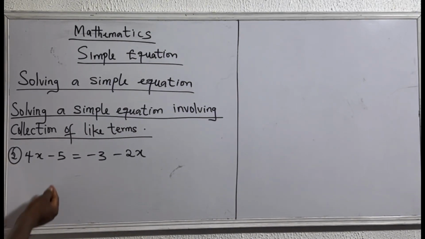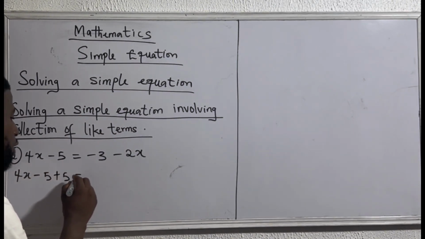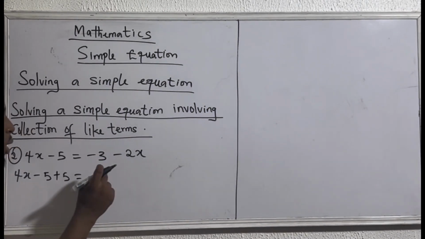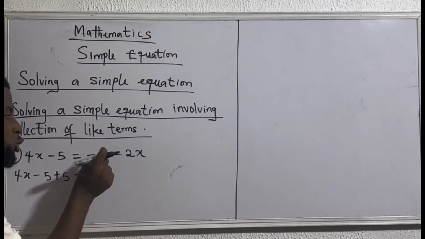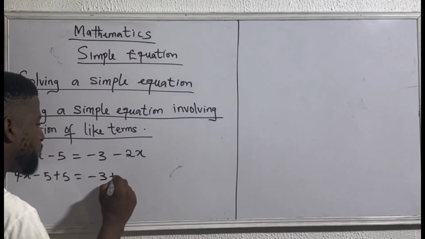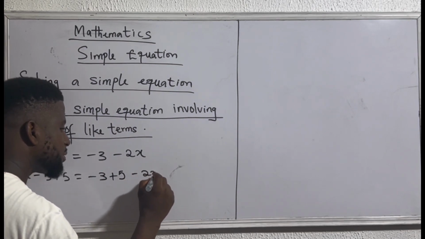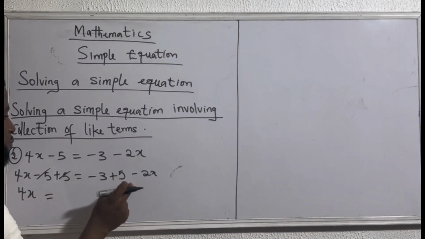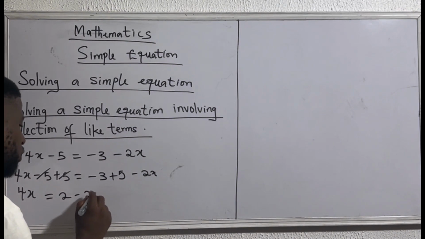So what do we do? We add 5 to the left hand side. But remember, we can't just add 5 to the left hand side, we must also add 5 to the right hand side. So we have 4x minus 5 plus 5 equal minus 3. Now, the 5 I'm adding to the right hand side, because it is a constant, I will add it to a constant like itself. So we have plus 5, then minus 2x. So this will cancel this. We have 4x equal minus 3 plus 5 will give me 2, then we have minus 2x.